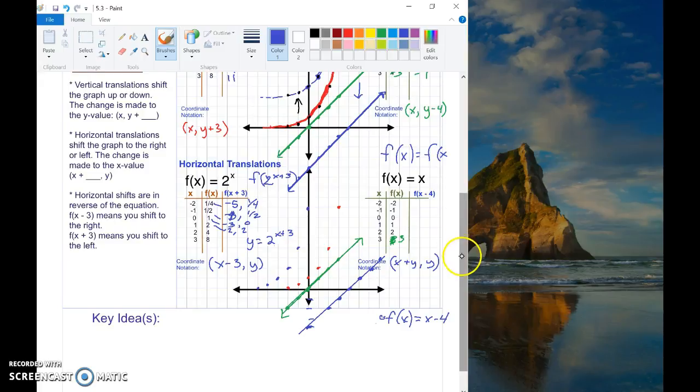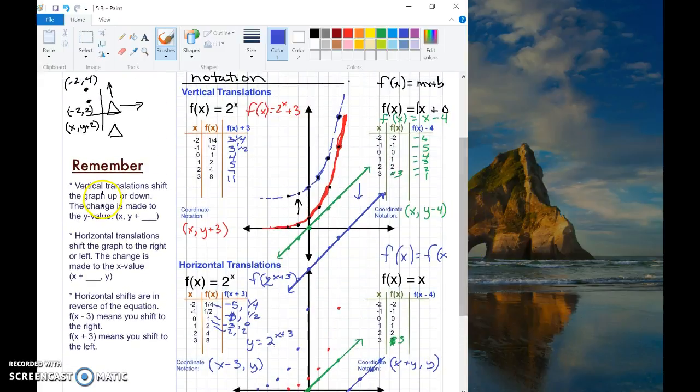Now, the things that I want you to remember about this are that vertical translations shift the graph up or down, and we change the y value. So if we're going to write it in coordinate notation, we do x and then y plus or minus, right? So it's going to be a plus or a minus, one or the other. So our y shifts up when it's a plus, and it shifts down when it's a minus. And when we write the equation, all we do is we take the function, whatever it is, and we add or subtract 3 to the function.